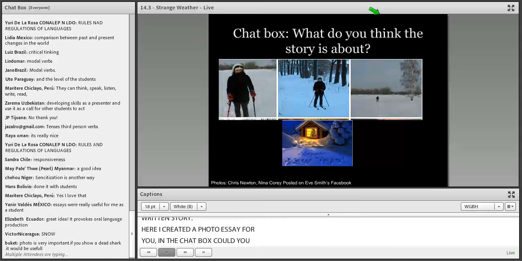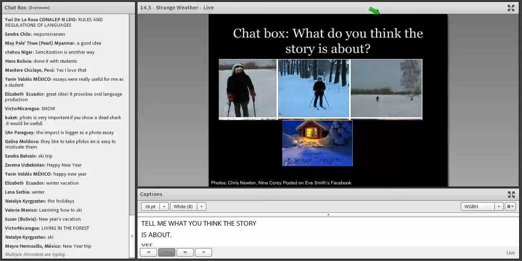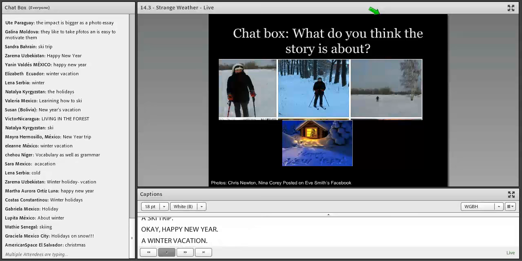Snow, yes. A ski trip. Okay, Happy New Year. A winter vacation. Learning how to ski, that's definitely a possibility. Living in the forest. Holidays on the snow.